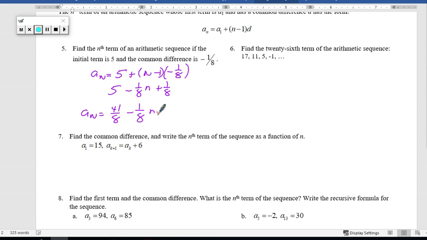Number 6 is asking us to find the 26th term of this arithmetic sequence. What I've got to do is get us a formula for that first. So we're looking for A sub 26. You need to know A sub 1, which we do in this case, which is 17. We also need to know our common difference, and in this case, our common difference is negative 6. So I know that A sub n is equal to 17 plus n minus 1 times negative 6. We are looking for the 26th term, so our n is going to be 26.